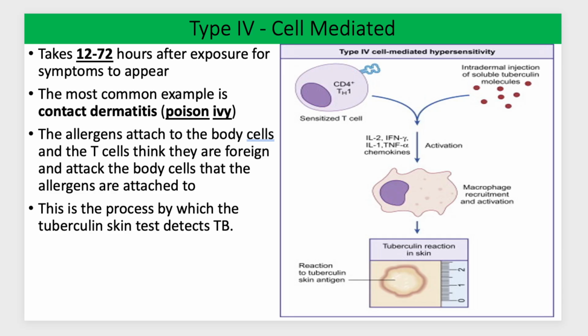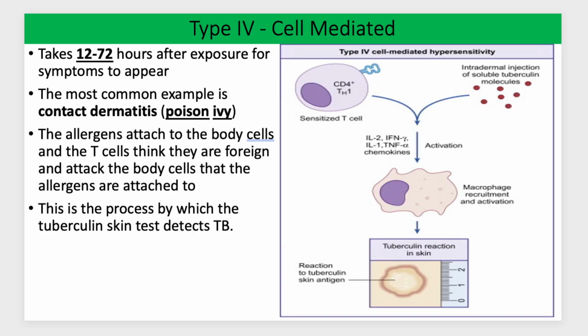Now, what you can do with poison ivy is, if you know you've been exposed, and I've done this several times, like doing yard work and you cut a bunch of grass, or maybe you were sling blading near the woods and you touched some poison ivy, immediately go wash your skin off with soap. Get a shower, use lots of soap to try to get those oils off so that it doesn't result in as much contact dermatitis or any at all. The allergens attach to the body cells, and the T cells think they are foreign, and they attack the body cells that the allergens are attached to. So then you get those symptoms on your skin from contact dermatitis, for example.